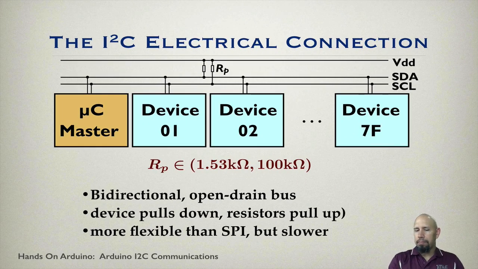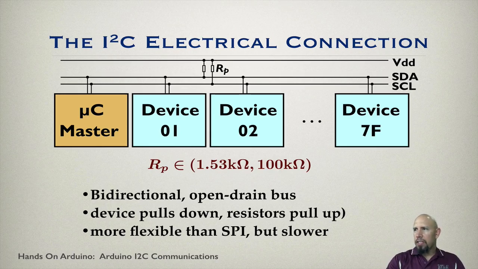In general, each device has a unique address from 01 to 7F, and the master has address 0. In general, you'll have a pull-up resistor for the data and the clock lines. SDA is the data line, SCL is the clock line, and the pull-up resistors will be somewhere between 1.5K and 100K. Generally, that's the ballpark you're going to be working with.